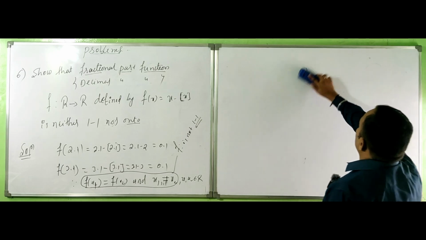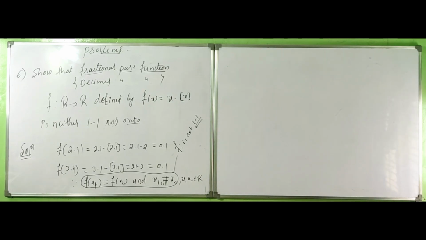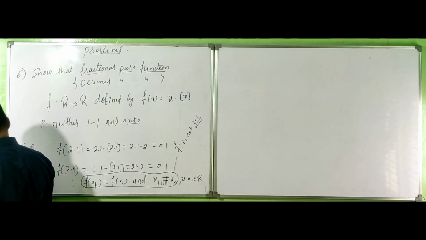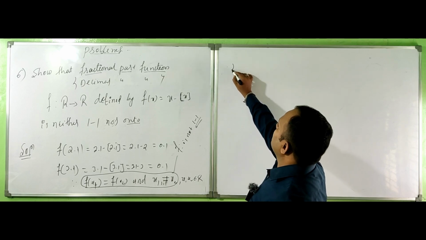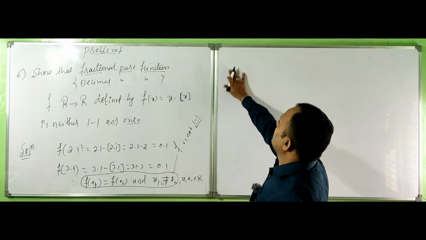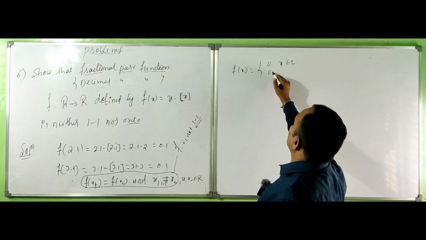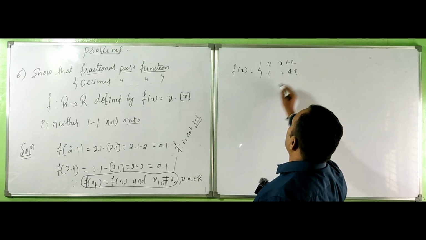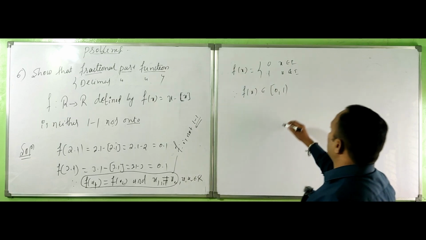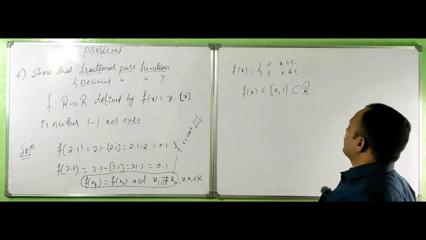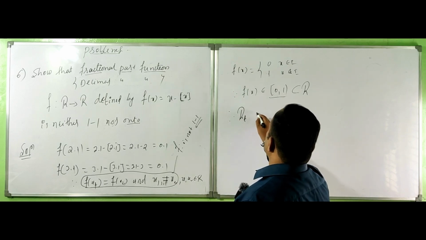To show not onto, how to show? Here it's not possible to solve directly. So what is the function? f of x is 0 if x belongs to I, and 1 if x belongs to not I. Therefore, f of x belongs to {0, 1}, which is a proper subset of R. Therefore, this is the range. Range of f is a proper subset.